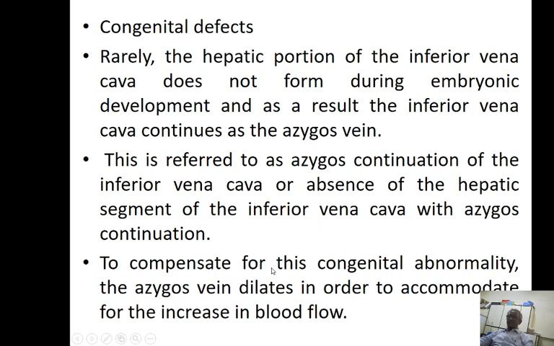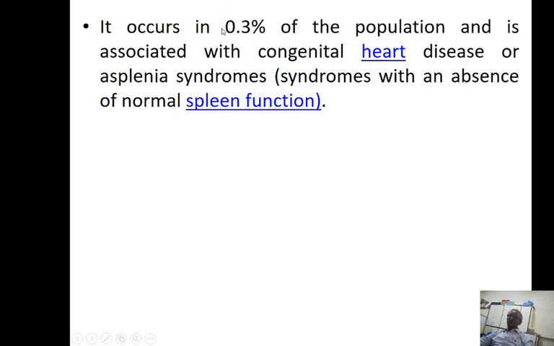So, in this case, the azygos vein is dilated in order to accommodate this increased blood flow. It occurs in 0.3% of the population and is associated with congenital heart disease or sometimes with asplenic syndrome. In asplenic syndrome, the function of the spleen is absent.